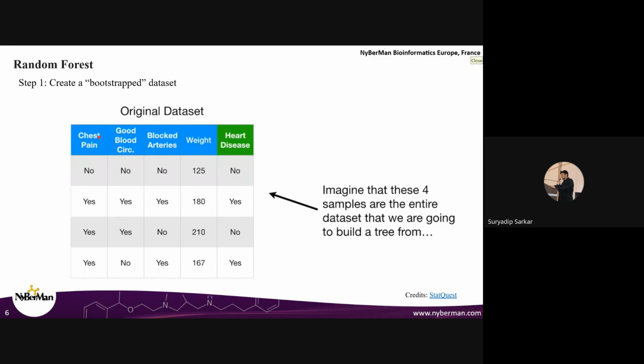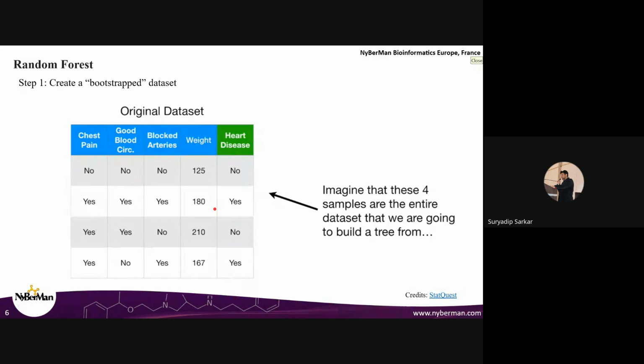Okay, so you can see here there are four features. The first feature is the presence or absence of chest pain, indicated by either yes or no. Second one is presence or absence of good blood circulation, indicated again by yes or no. Presence and absence of blocked arteries, indicated again by yes and no. And the weight of the person, which is a continuous numerical variable. And this is our target variable, which is the heart disease, again indicated by yes or no. Yes will be for presence and no for absence.